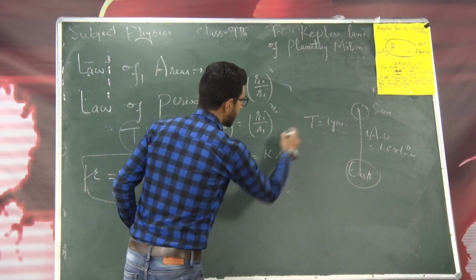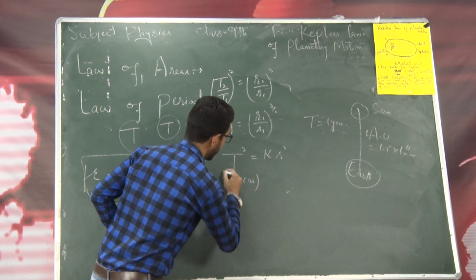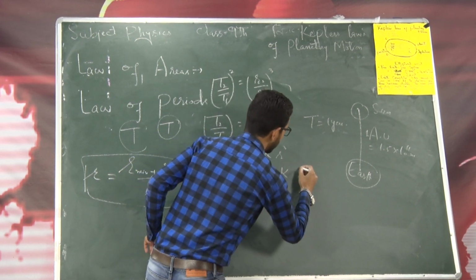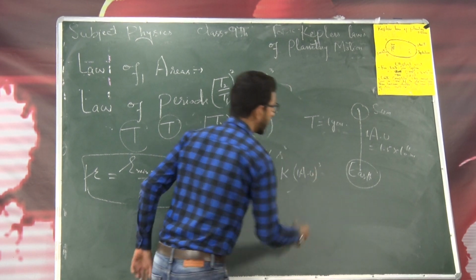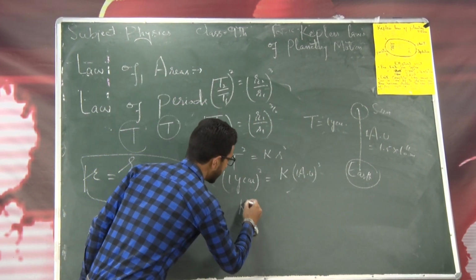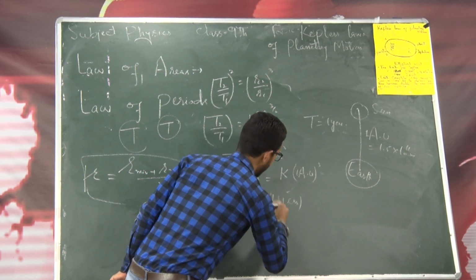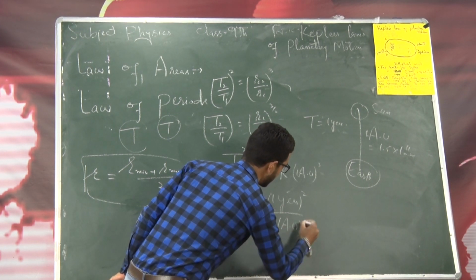Okay, T square के बदले क्या लिखूंगा 1 year square, ठीक है ना. Okay, so this is equal to K R cube के बदले लिखूंगा 1 astronomical unit whole cube. You can also convert it into SI system. So the value of K can be expressed as 1 year square divided by 1 astronomical unit whole cube.